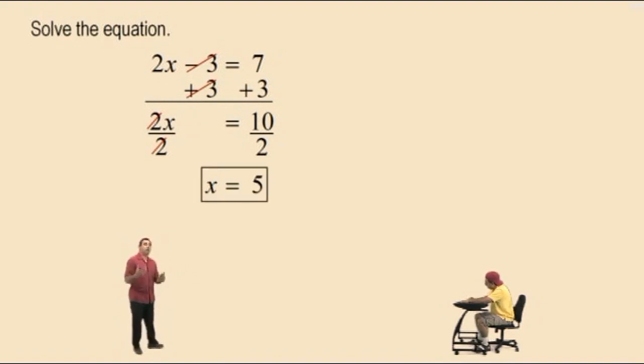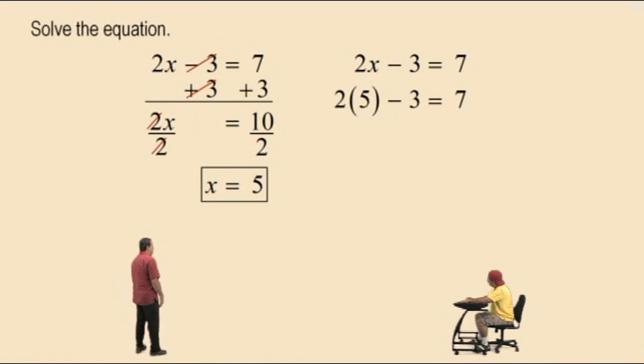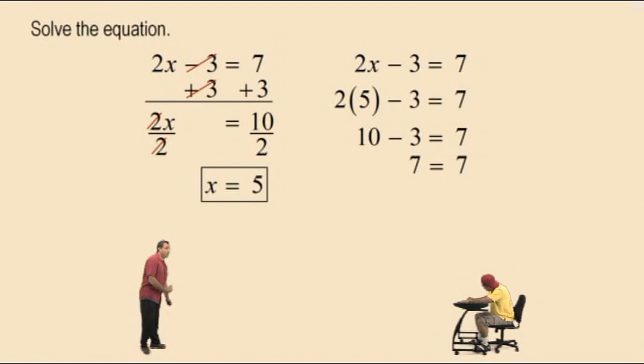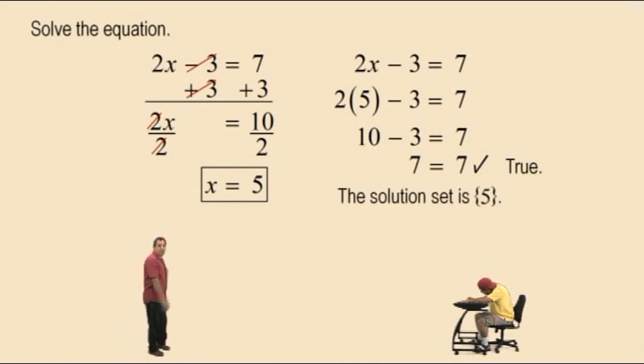Now again, to verify your solution is correct, we take our original equation, substitute the x with a 5, follow your order of operations. Remember, you must do the multiplication before you do the subtraction. 2 times 5 is 10, 10 subtract 3 equals 7. And so our answer is 7 equals 7, which is true, right? Now, since our final statement was true, then we say that the solution set to this equation is 5.